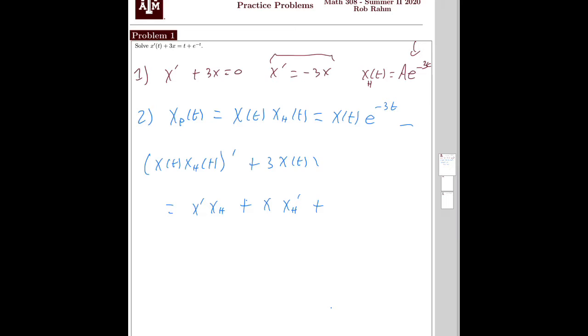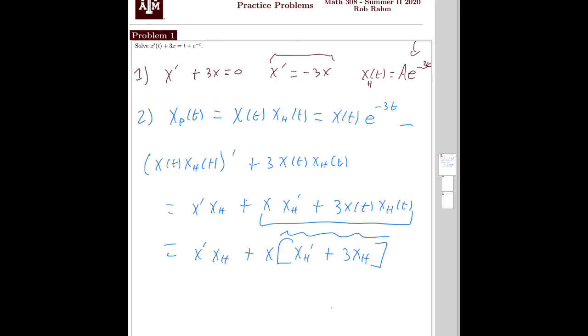This is x of t, xh of t. Okay, so it's that plus 3 x of t, xh of t. Okay, now what's going to happen? Well, this right here, I can factor out an x, and so this is x prime xh plus x times xh prime plus 3xh. Okay, now this is just the corresponding homogeneous equation, so that's equal to 0, and so this is just equal to x prime times xh, and we're going to set this equal to the non-homogeneous part, which is t plus e to the minus t.